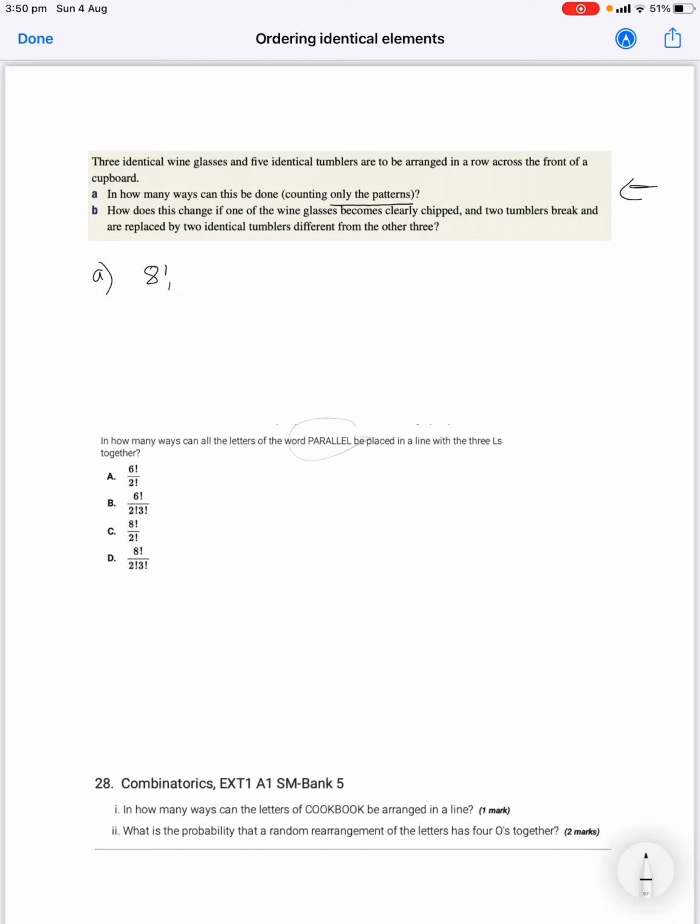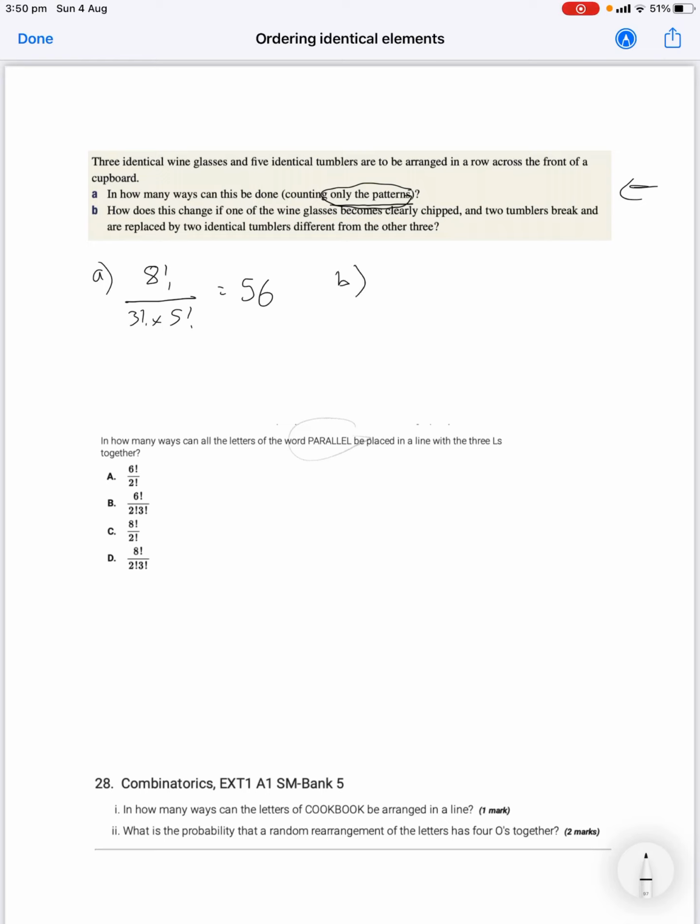Because we're looking at only the patterns, we need to consider the fact that each of these wine glasses is the same, and so the pattern for their placement won't be different. It'll be the same pattern. So we do this by dividing by 3 factorial for the 3 wine glasses and 5 factorial for the 5 tumblers, which gives me 56. You're dividing by the amount of identical elements that you've got, which doesn't really make it too bad. It just changes what we're looking at. Remember, we're looking at the patterns. Because they're the same, the pattern won't change.